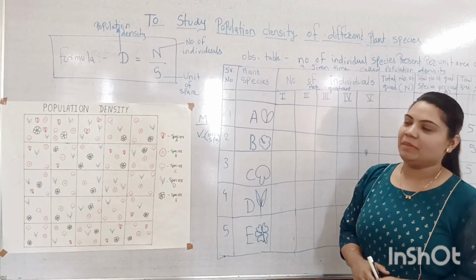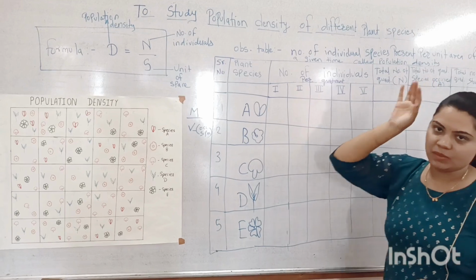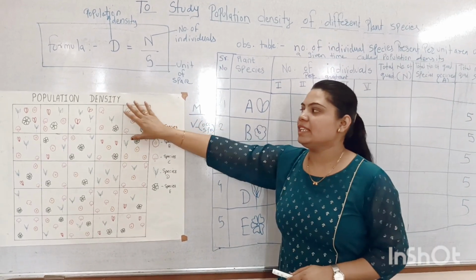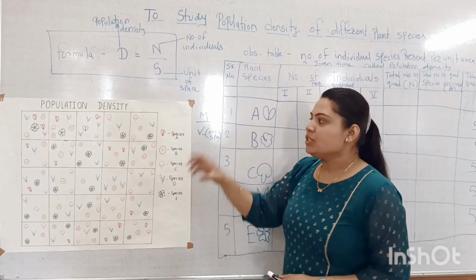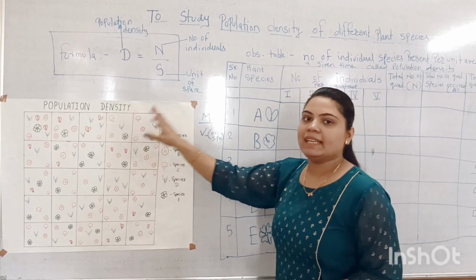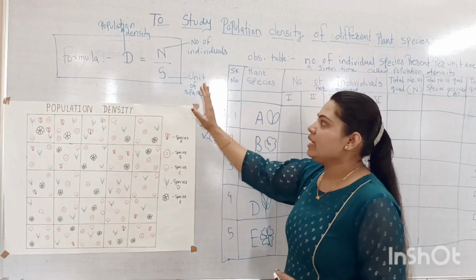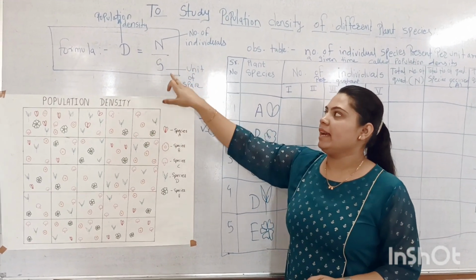Everyone, today's experiment is to study the population density of different plant species. We have a population density chart which is carried out by the quadrant method. Quadrant means a species which is present in the four lines, that is quadrant. Here the formula is D is equal to N by S.